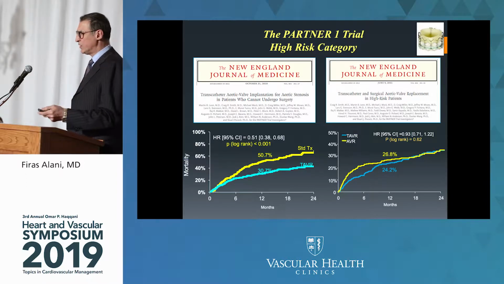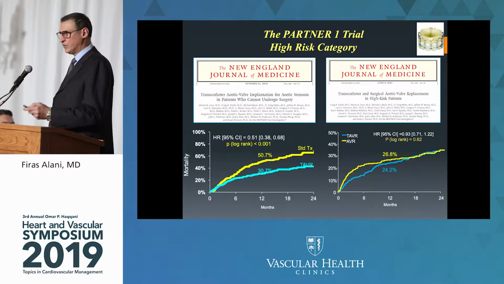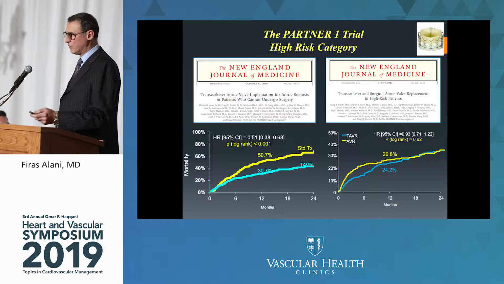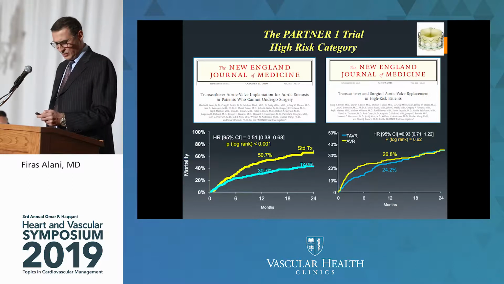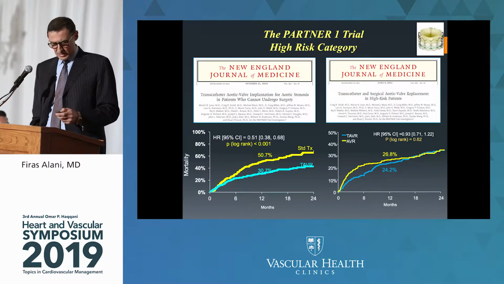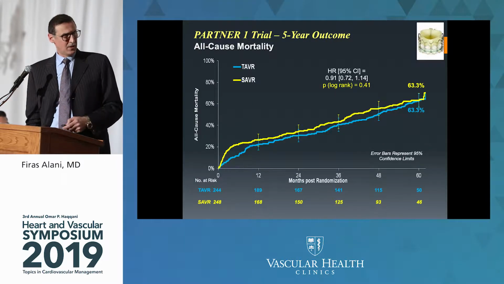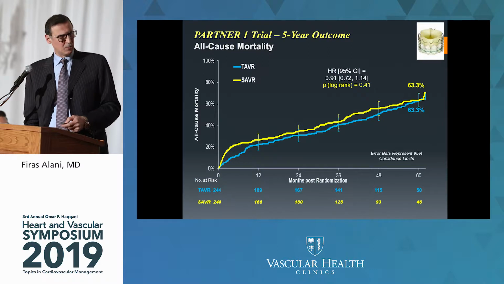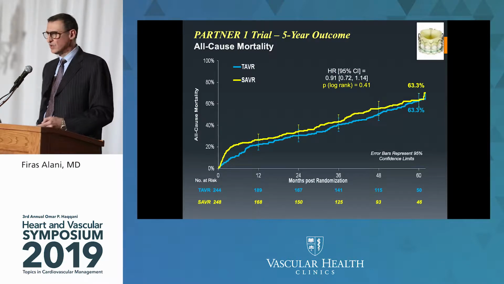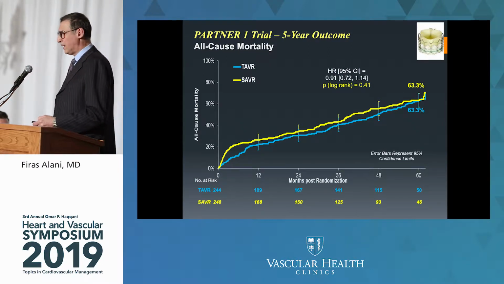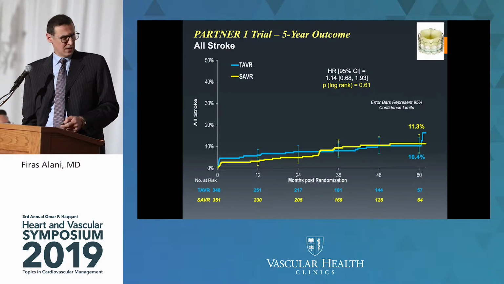This is the randomization in high-risk surgery versus TAVRs. We'll use the terms SAVR and TAVR interchangeably, just so you know. SAVR is for surgical AVR, and TAVR is for transcutaneous. The PARTNER trial was followed up out to 5 years, and you can see the 2 curves parallel out to 5 years. So it's not just a 1-year benefit.